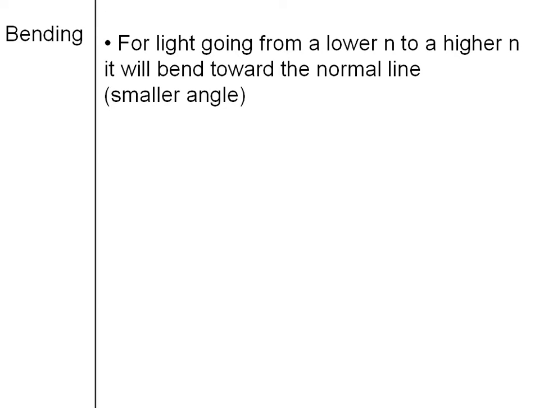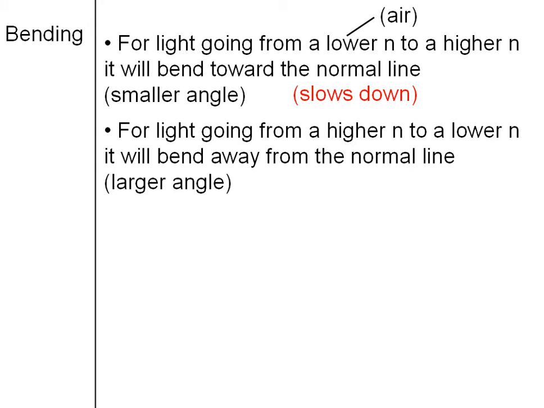Bending. For light going from a lower N, such as air, to a higher N, such as glass or water, it's going to bend toward the normal line. This is because the light ray is slowing down. For light going from a higher N, like glass or water, to a lower N, like air, it's going to bend away from the normal line. That's because the light ray is speeding up. All right? These two relationships need to be memorized. Pause and copy.